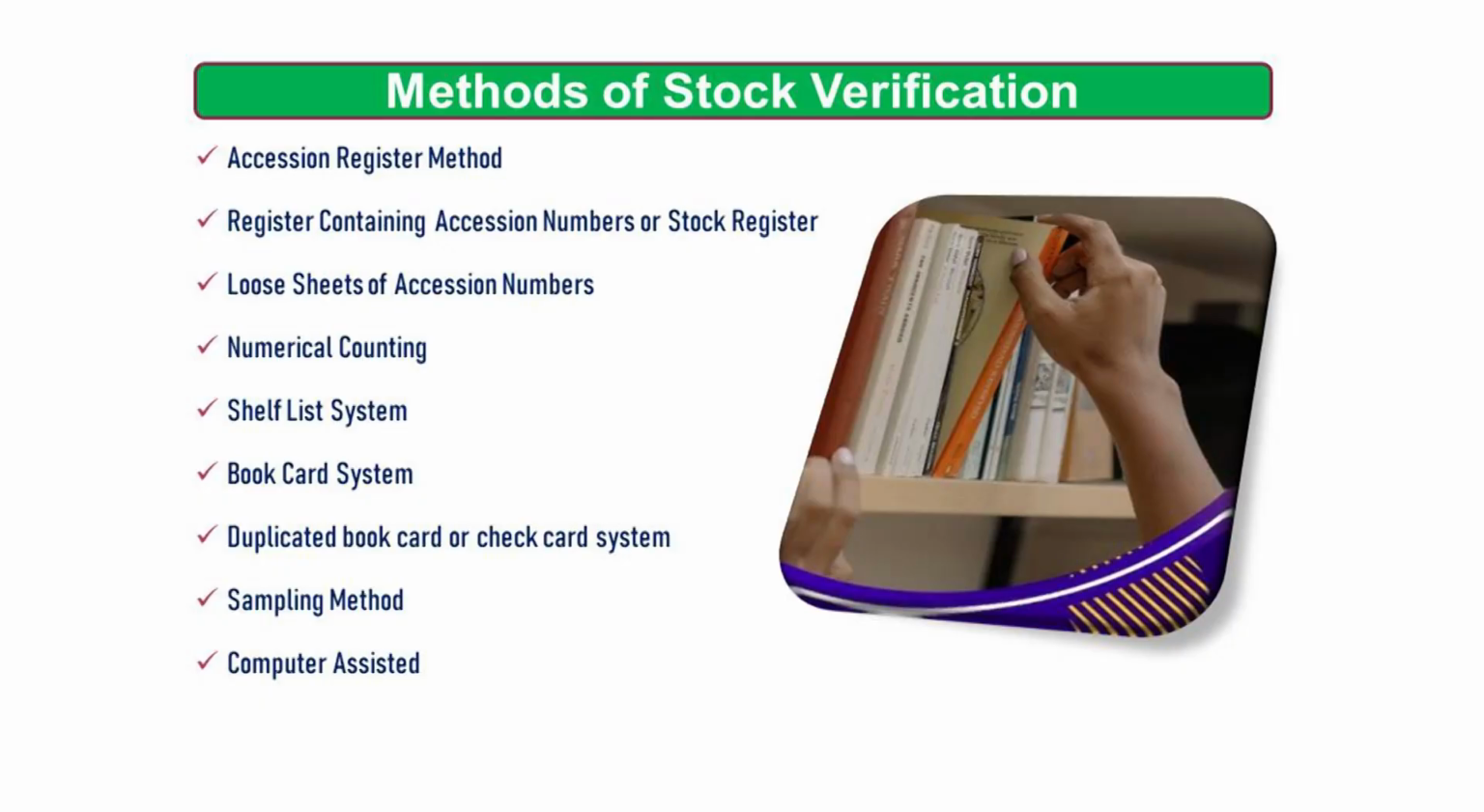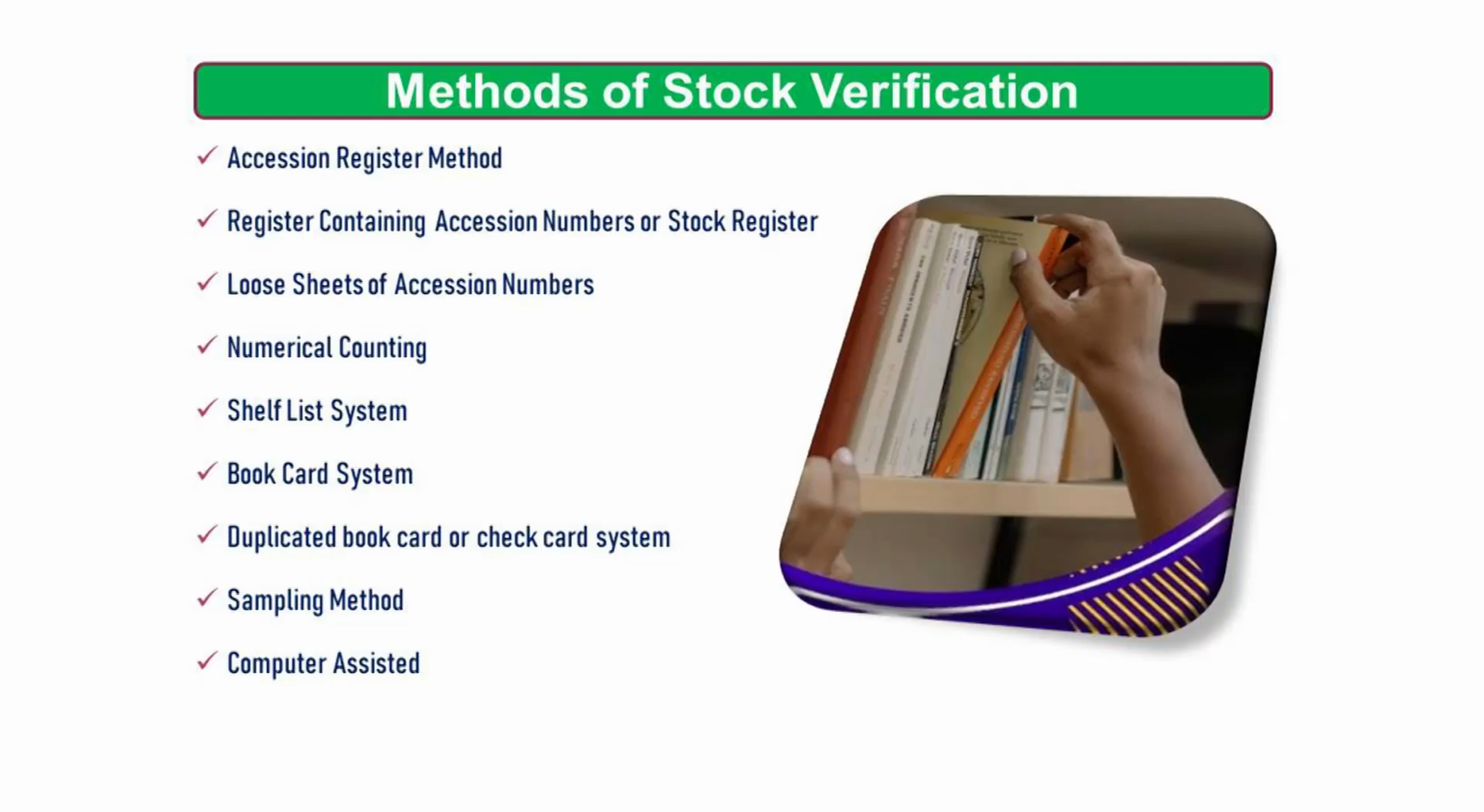So when it comes to a normal traditional library, these are the methods we normally follow in stock verification procedures. You can use the accession register as a tool for stock verification, or you can use a register containing accession numbers, or a stock register. You can also use loose sheets of the accession register, where you take a printout of this particular accession register and make the recordings or marks on that paper.